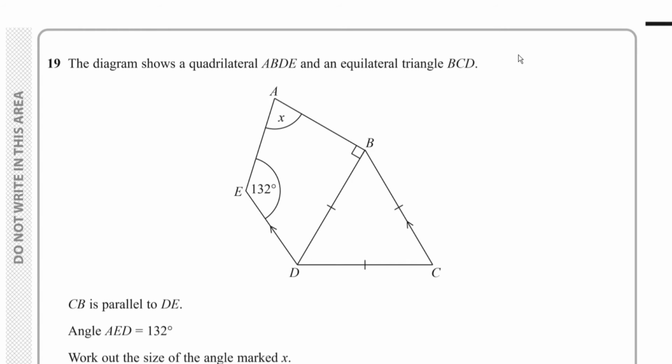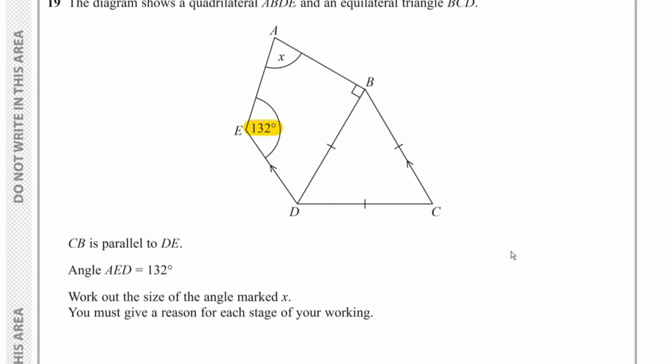Question number 19. The diagram shows a quadrilateral ABDE and an equilateral triangle BCD. CB is parallel to DE and the angle AED is equal to 132 degrees. We have to work out the size of the angle marked X. You must give a reason for each stage of your working. Well, here we have 90 degrees.